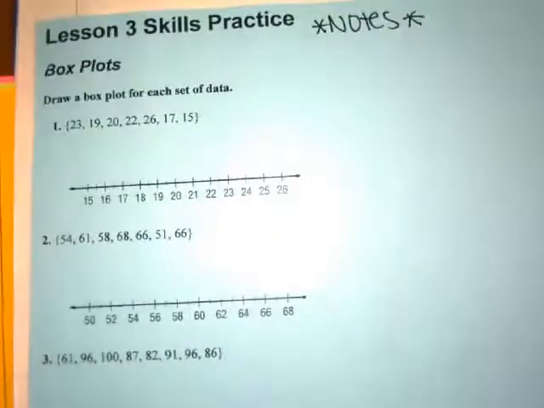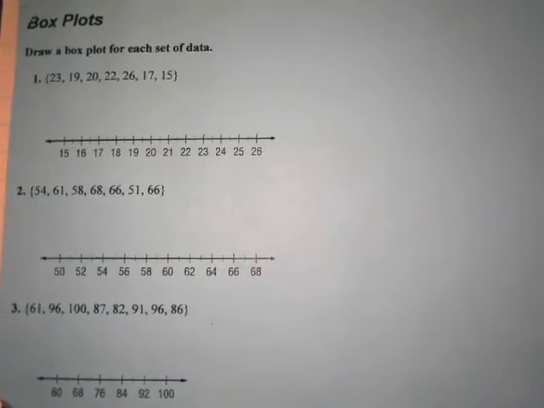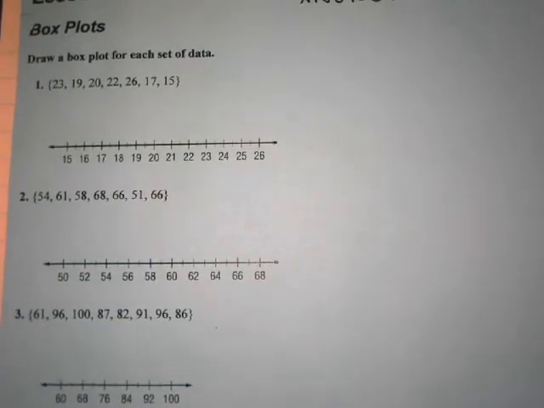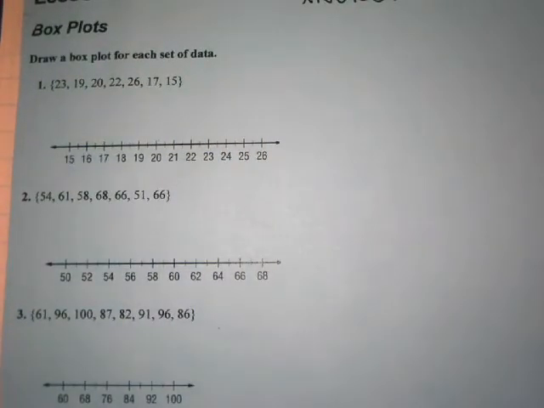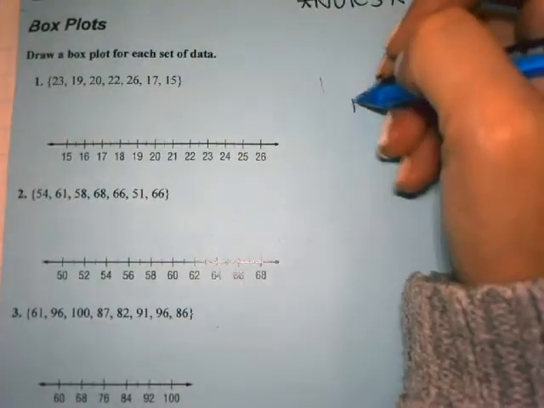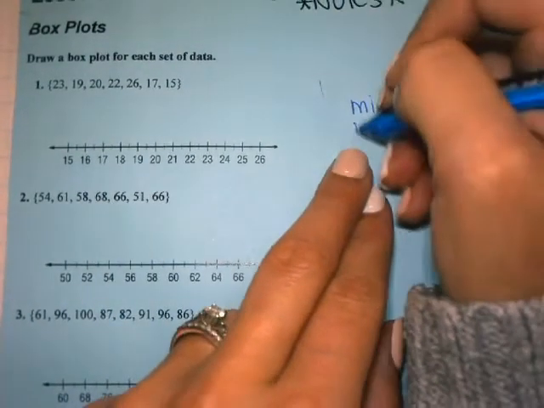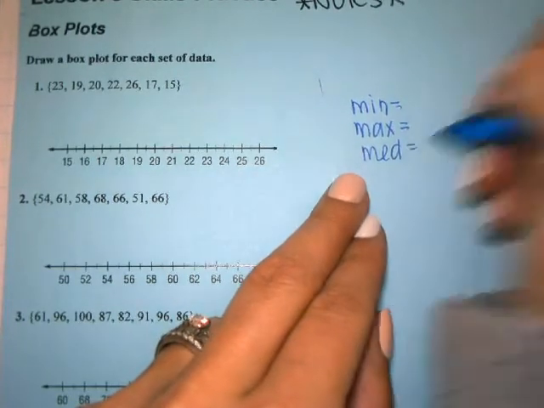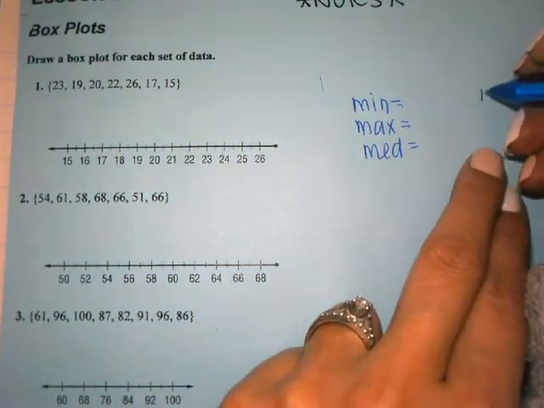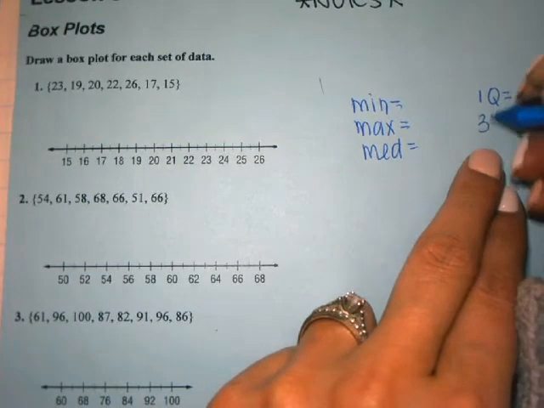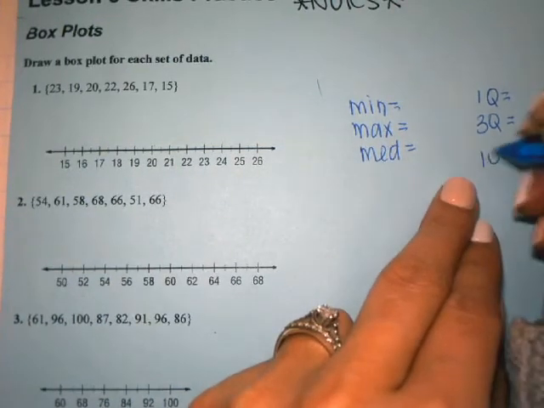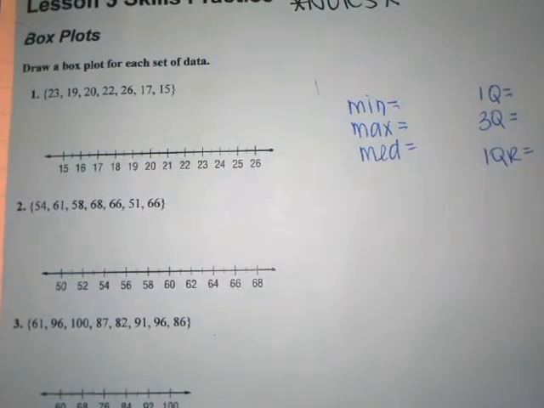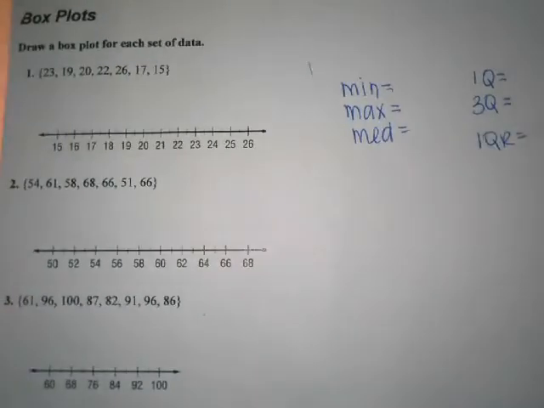Okay, let's go to the blue page now. And I want you to do number 1 with your partner. Remember, write it in order. Find the minimum, the maximum, the median, the first quartile, the third quartile, the IQR, and graph it for me, guys.